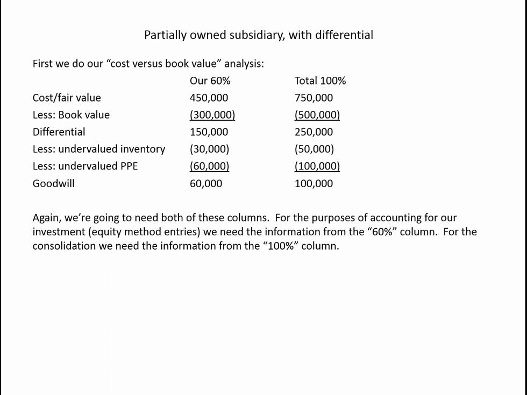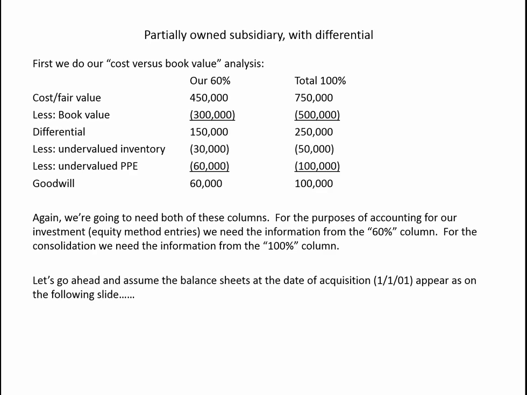Again, we're going to need both of these columns. For the purposes of accounting for our investment under the equity method, we're going to need the information from the 60% column. That represents our investment, what we own. For the consolidation, we're going to need the totals from the total 100% column. We're going to record 100% of the inventory differential, 100% of the property, plant, equipment differential, and 100% of the goodwill.